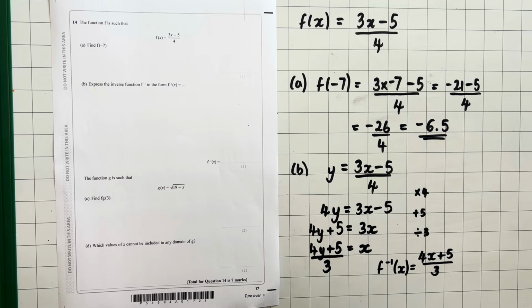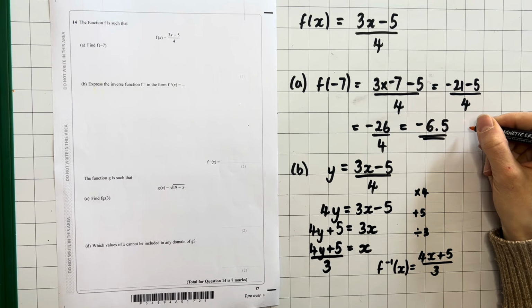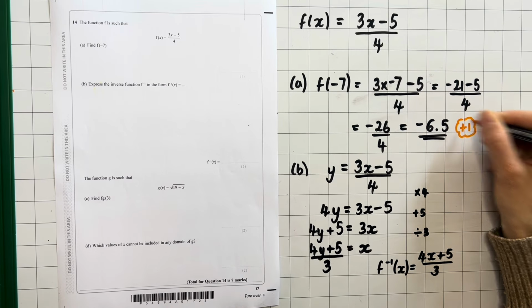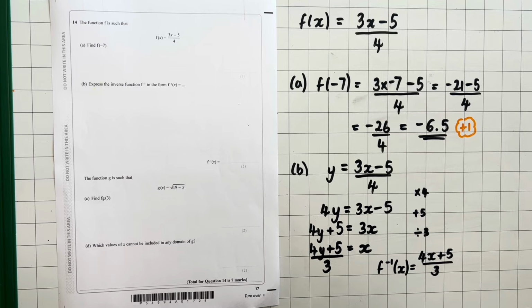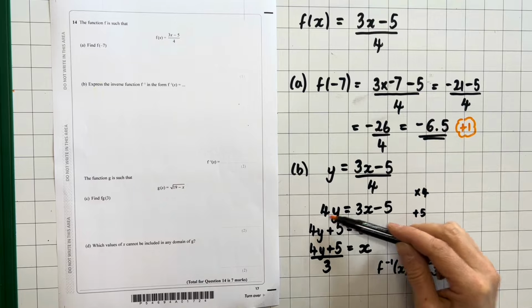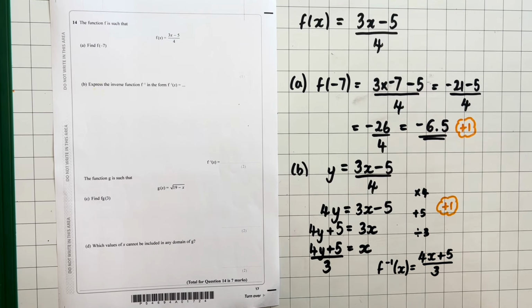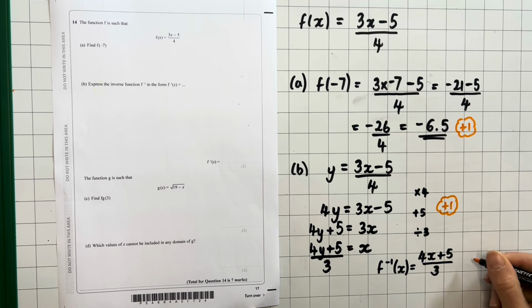For part A, there's only 1 mark available, and you get this for finding -6.5. For part B, there are 2 marks available. The first is for doing this first step and multiplying both sides by 4. And the second mark is for finding the final answer.